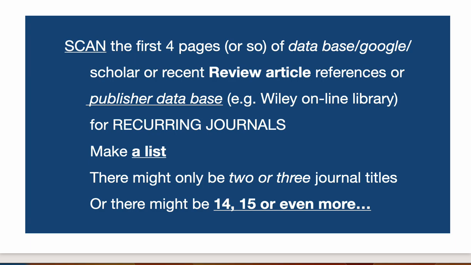Okay, so in my area, for example, they might keep coming up in Social Science and Medicine, or in the British Journal of Sociology, or in Sociology of Health and Illness. So make a list of any recurring journals. You might have only 1, or you might have 10 or 11. It all depends. So make a list of those journals for now and put them to one side.